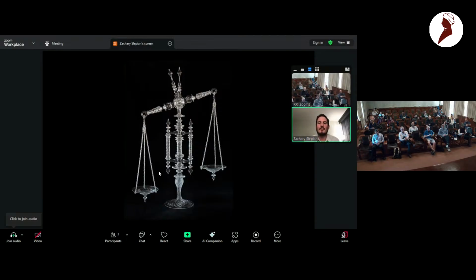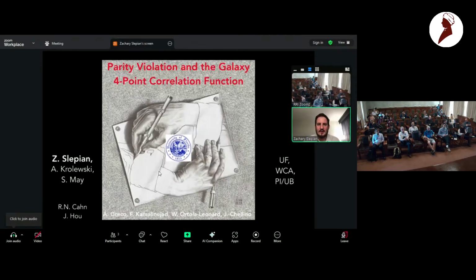But I want you to keep in mind this idea of an imbalance of tetrahedron, their mirror image. So this work is done in collaboration with a couple of people I should mention, most particularly Alex Królewski and Simon May, who were both at Perimeter and Waterloo at the time this was done. And Simon's now a postdoc at the University of Bielefeld in Germany, and Alex is still at Waterloo, and he's on the job market, and you should hire him if you're looking for a great cosmologist.